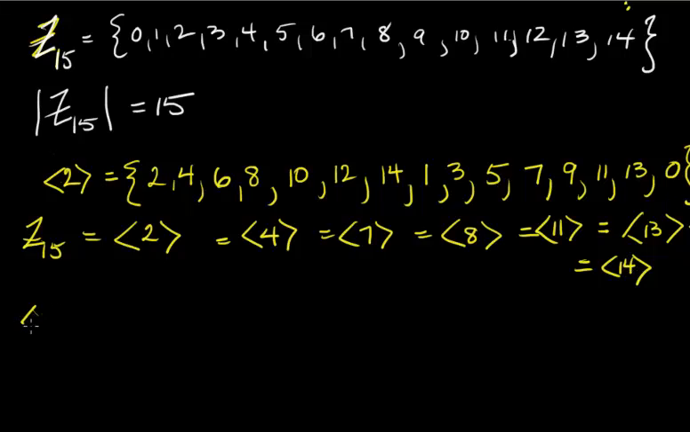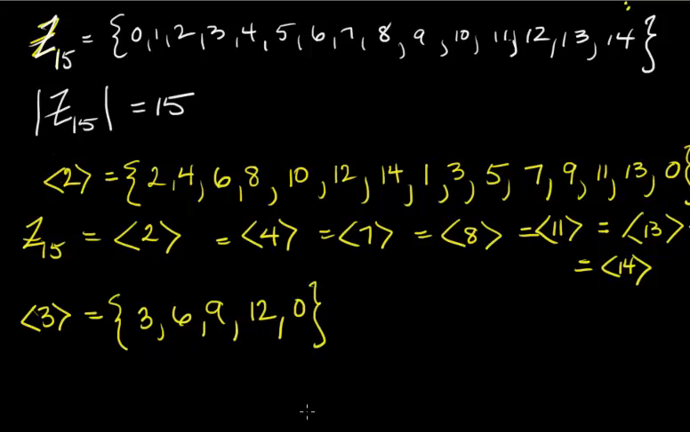Let's try another one. Let's take 3. 3 is not relatively prime to 15, and it won't generate the entire group. So let's see what we get. Starting with 3, 3 plus 3, add 3 more, add 3 more, add 3 more, we get to 0. So we see that the order of 3 is equal to 5, a divisor of 15. The order of all these elements up here was 15.